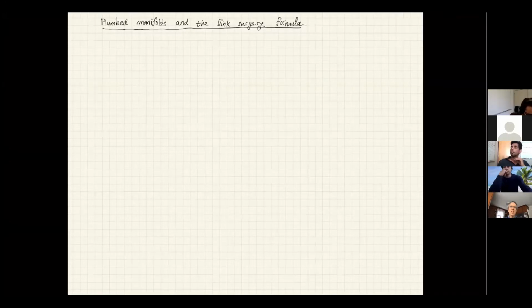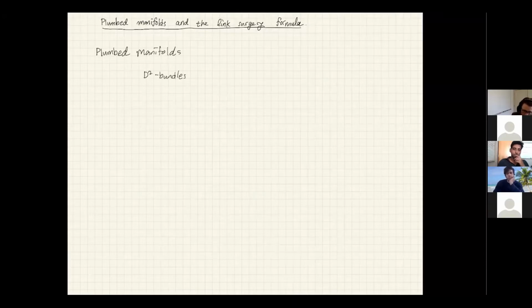So the topological objects of interest are plumbed manifolds. Many people probably know what these are, but just to do a really brief review: what is this construction? Well, what we do is we take D2 bundles over a surface.